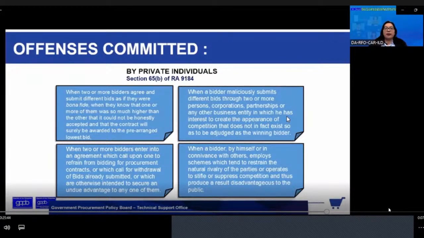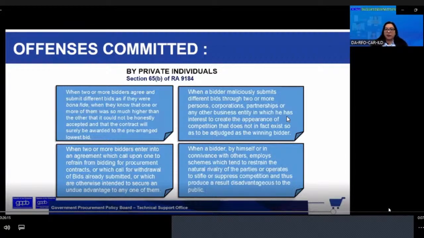So for example, they used two persons, as I have explained a while ago in the other offenses that are to be committed. This scheme is intended to create the appearance of competition. So, names are still used, right? Two bids were submitted, and there is even one more there.